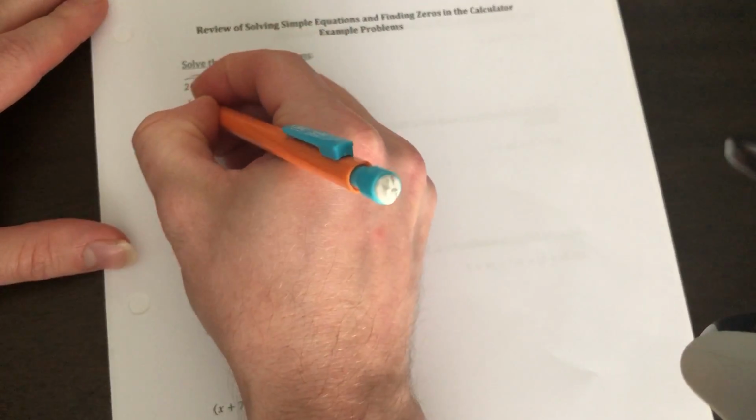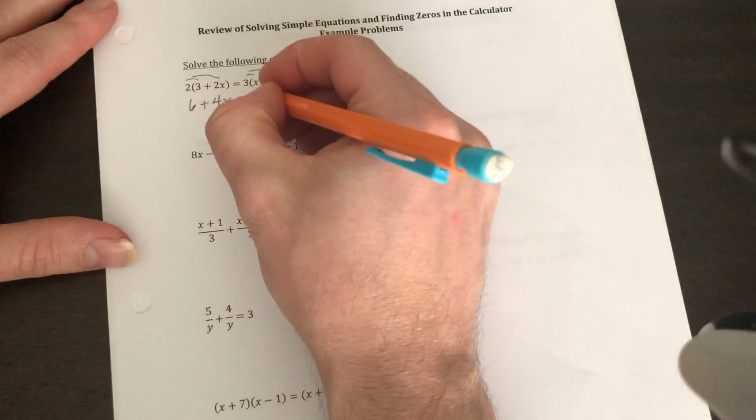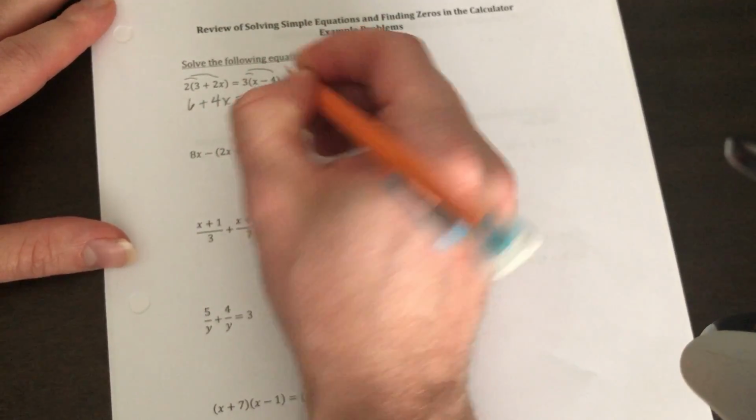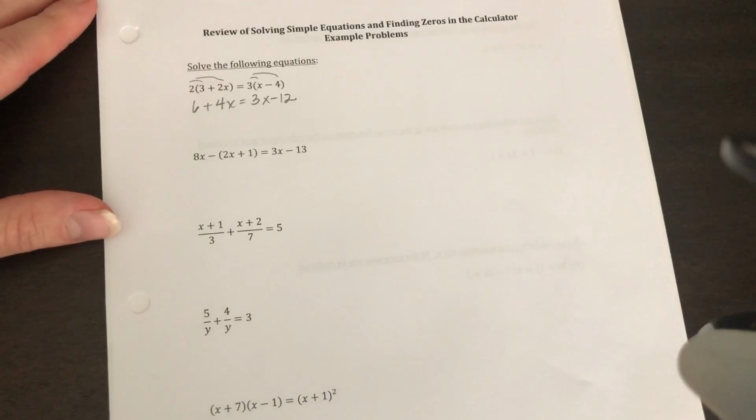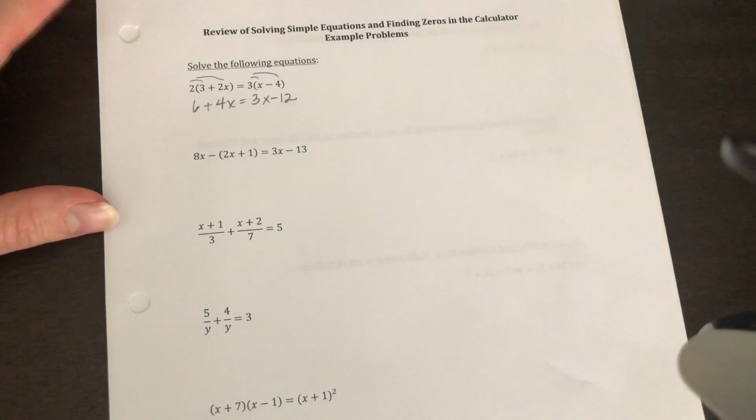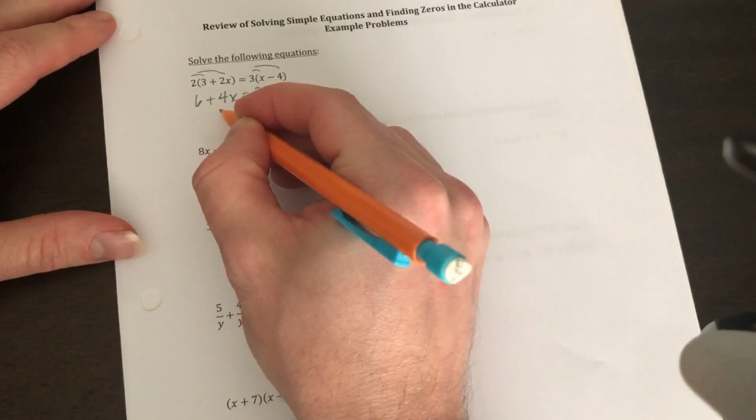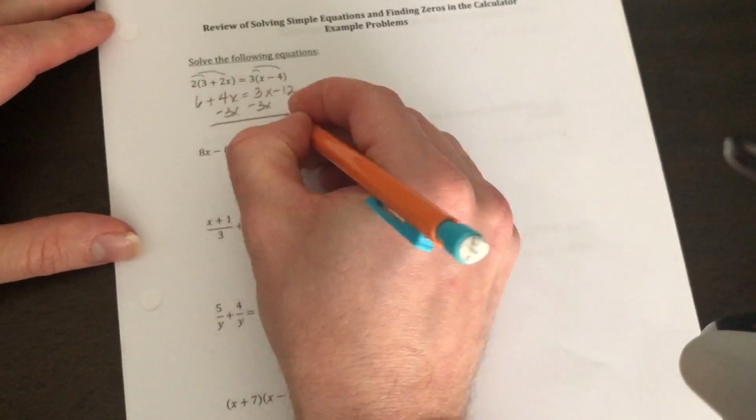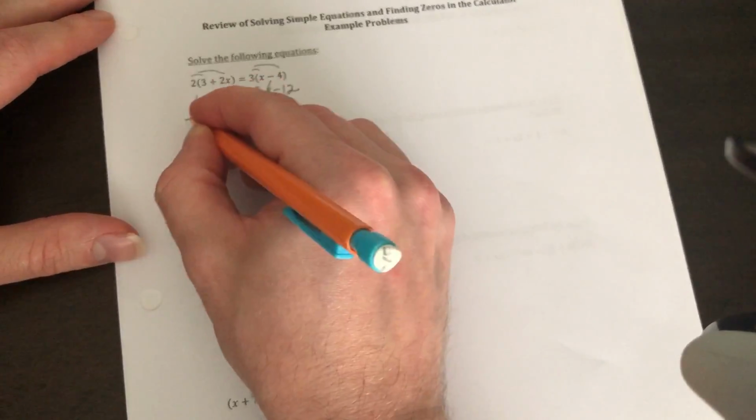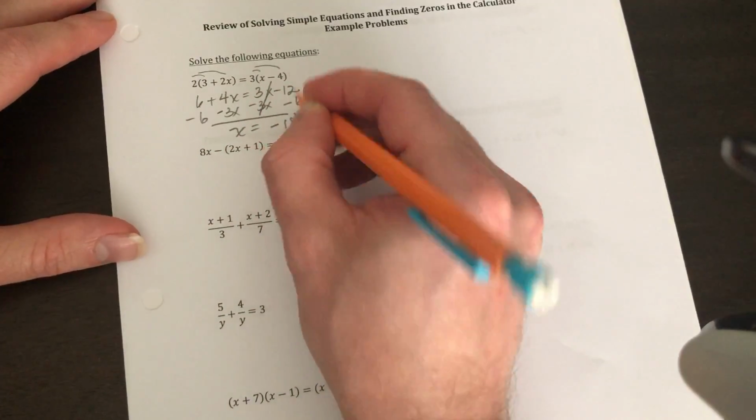So 2 times 3 gives you 6, 2 times 2 is 4x, and we get 3x minus 12 on that side. Now, we're going to combine our like terms. Now, I like to move all my x terms to the left side if possible. So I'm going to move the 3x over here, and then I'm going to move the 6 over here. So I get x is equal to negative 18.